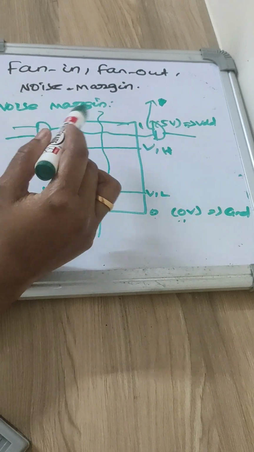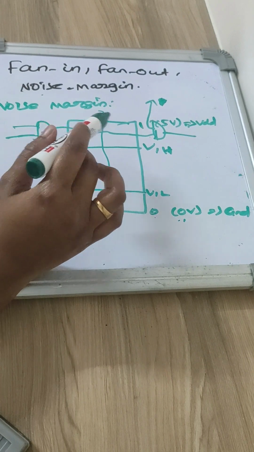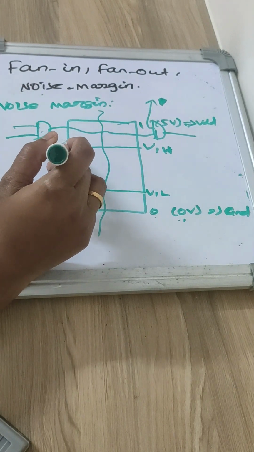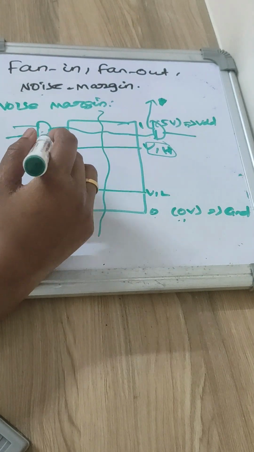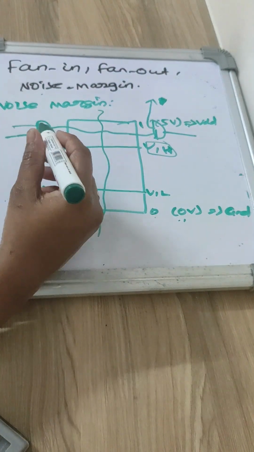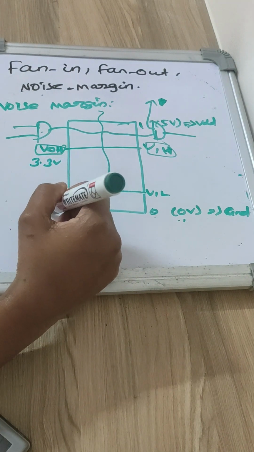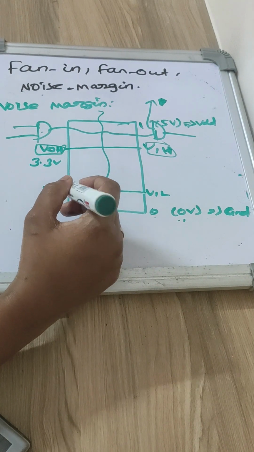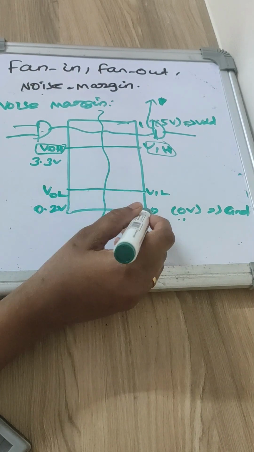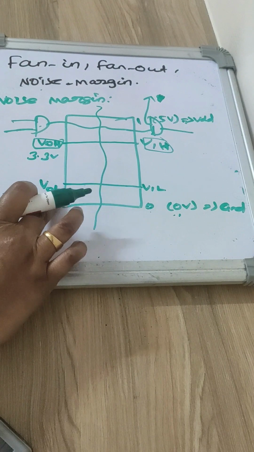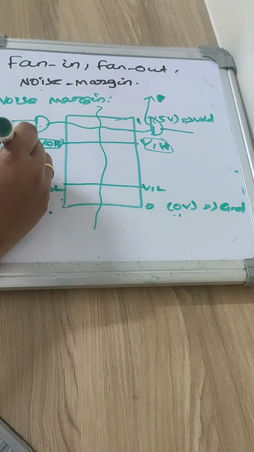Both are identical gates here. Currently, consider this is VOH of this particular cell and this is VIH of this particular cell. It could be anything. Consider this is 3.3 volt and this is 0.2 volt, okay. VOL is 0.2 volt, VOH is 3.3 volt.